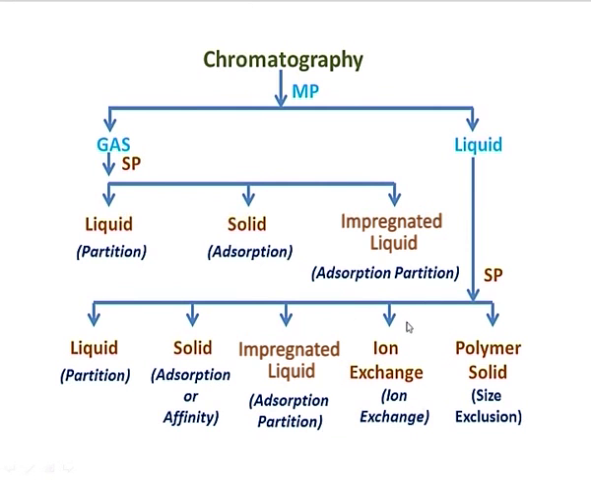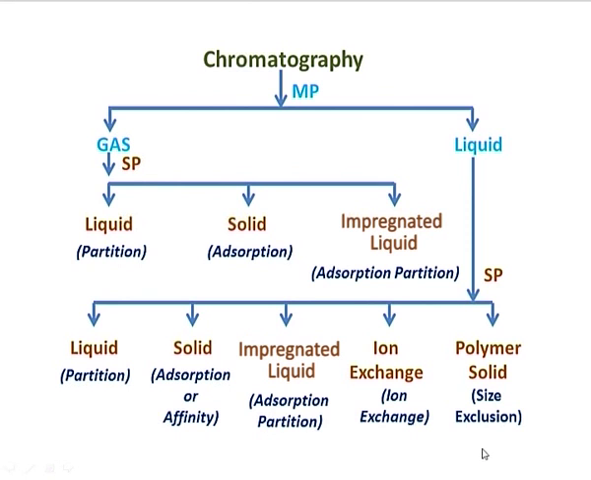This stationary phase can also be an ion exchanger. We will discuss this also in a little more detail, but for the time being, the system would be called liquid solid ion exchange chromatography. And also this stationary phase can be a polymeric solid, and the method it incorporates for separation is size exclusion. In this case, the chromatography would be called liquid solid size exclusion chromatography.